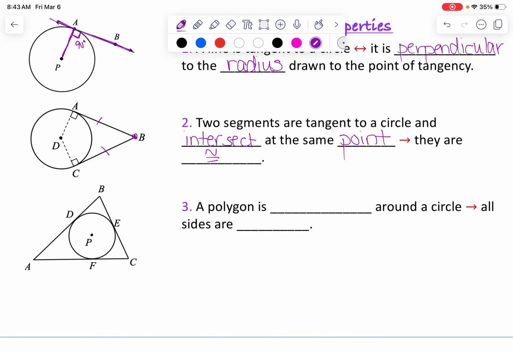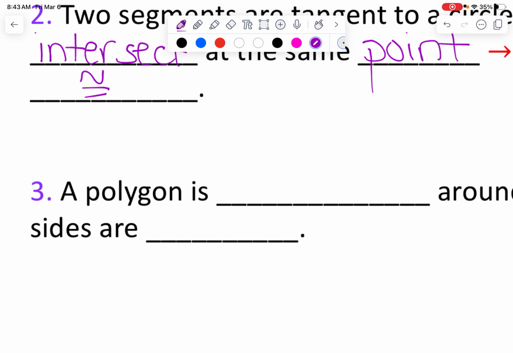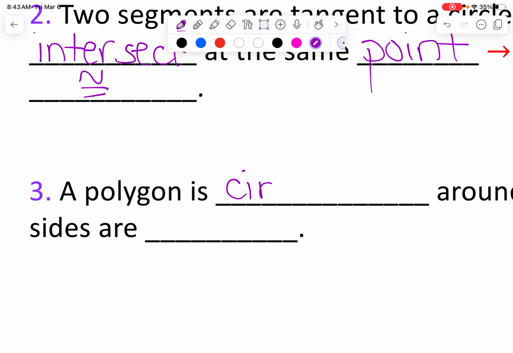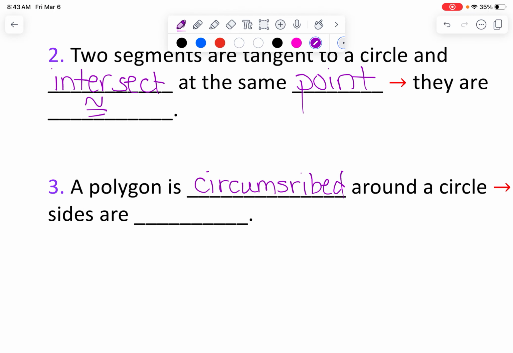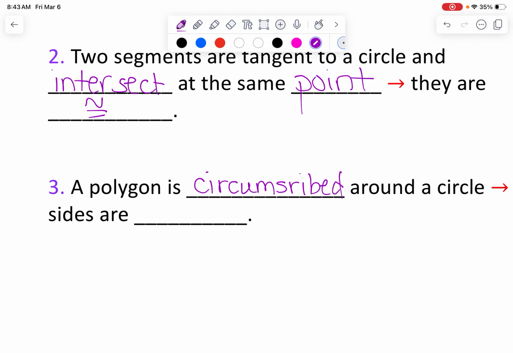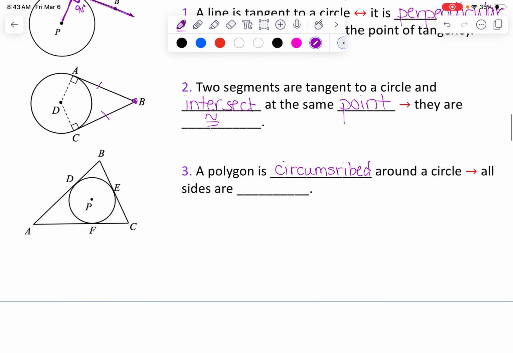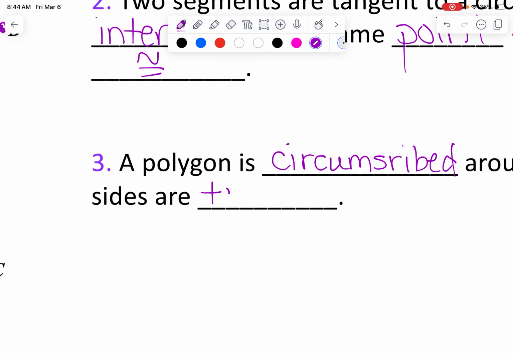All right, so then the last one is, if there is a polygon that is circumscribed around a circle, then all the sides are tangent.